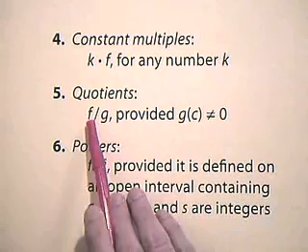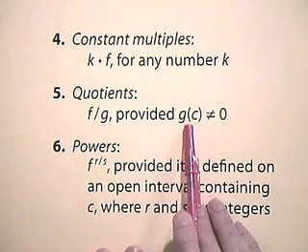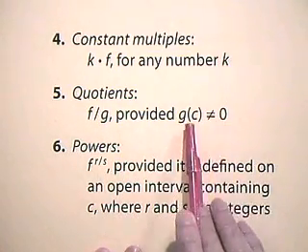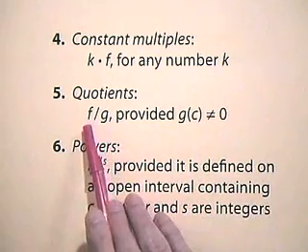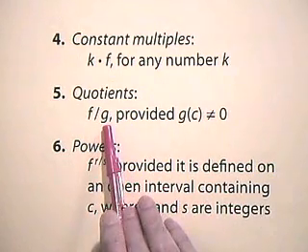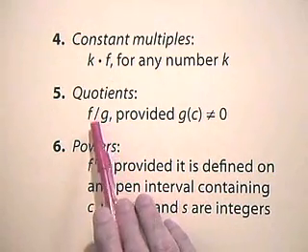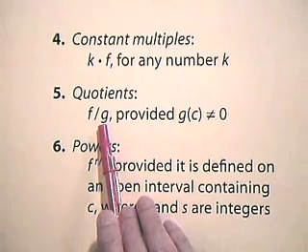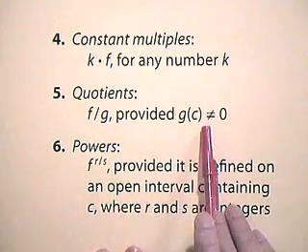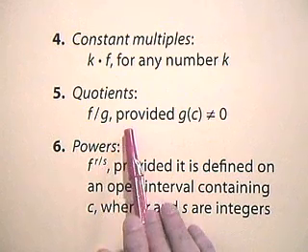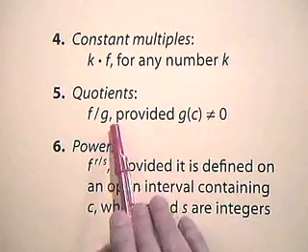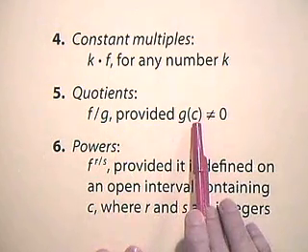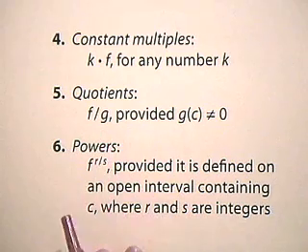Likewise, for a quotient f over g, provided, remember, that g of c is not 0. Now, why would g of c be required not to be 0? Well, remember, our quotient rule for limits says the limit of a quotient is the quotient of the limits, provided that the denominator limit is non-zero. If g is continuous at c, the value of that limit is g of c. And so now all we have to do is check that the value of the function is not 0 at c, and then f over g is continuous at c if both f and g are.